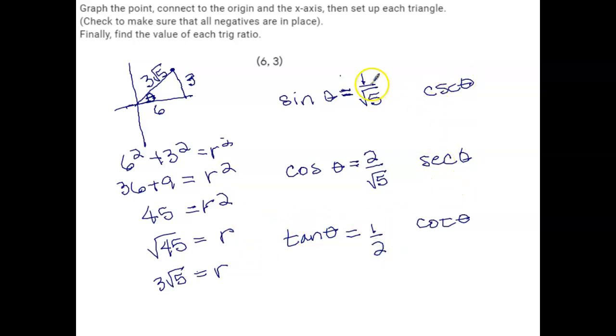So now these are all just the reciprocals of these, so we just flip them. So this would be radical 5 over 1, or just radical 5. This would be radical 5 over 2. And this would be 2 over 1, or just 2.